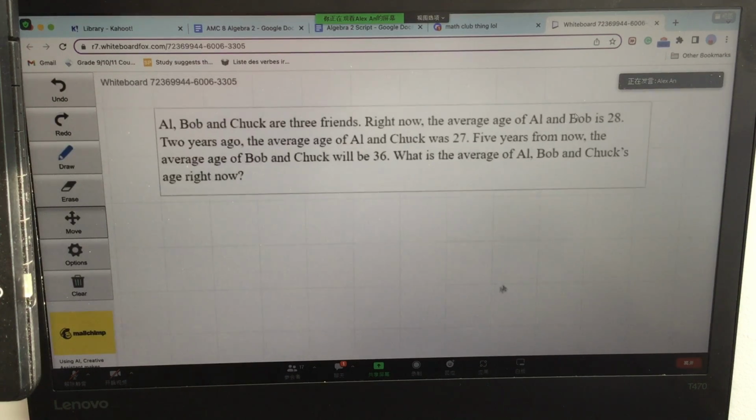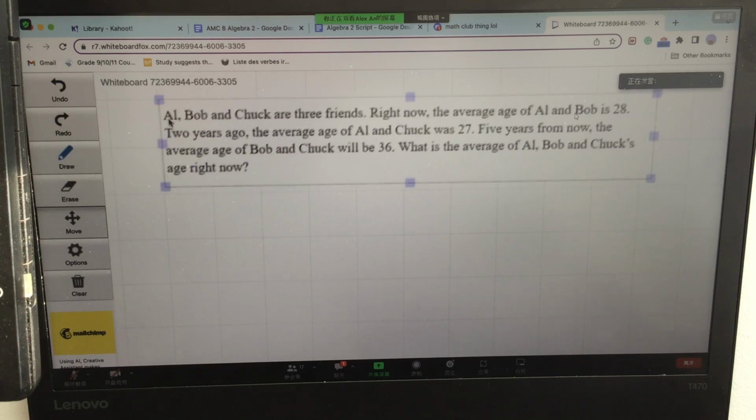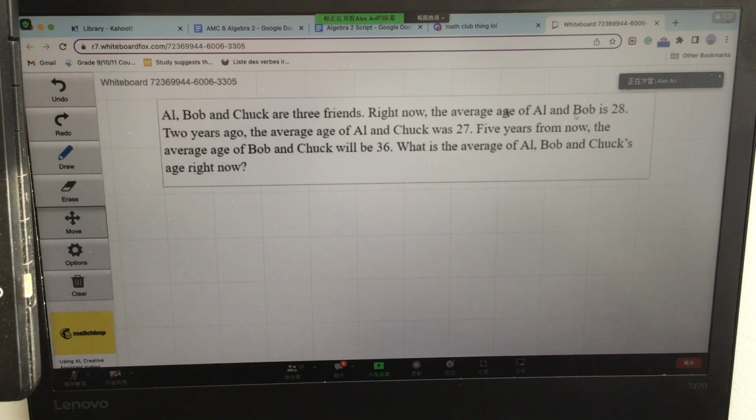So here we have, this one might take a little bit longer to do. So we have Al, Bob, and Chuck, and their 3 friends. Right now, the average age of Al and Bob is 28. And 2 years ago, the average age of Al and Chuck was 27. And 5 years from now, the average age of Bob and Chuck will be 36. The question is, what is the average age of Al, Bob, and Chuck right now? I'll give you like a minute to do the question.